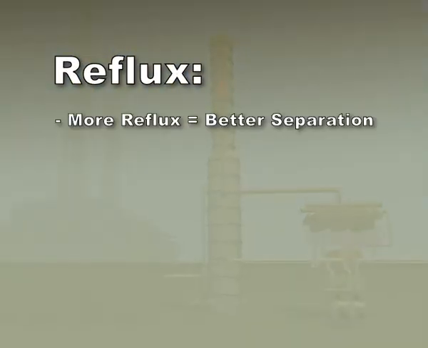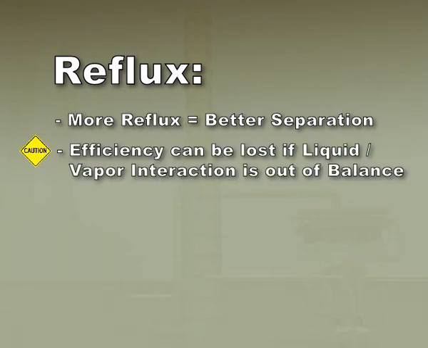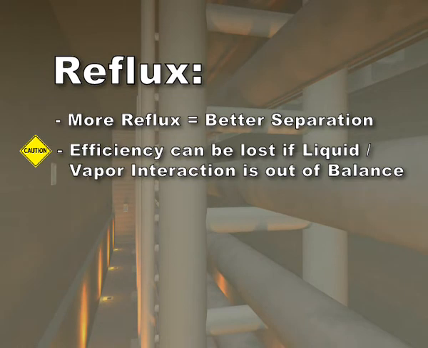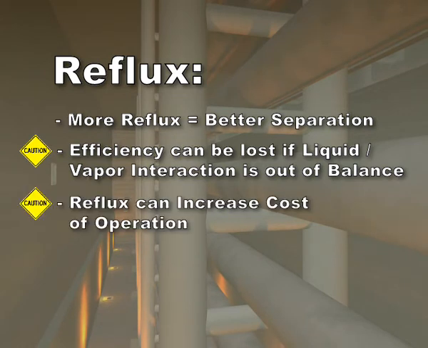In general, the more reflux provided, the better the separation of lower boiling materials from higher boiling materials. However, the amount of reflux that can be used is limited. The process of separation is driven by the liquid-vapor interaction, and if this is out of balance, efficiency can be lost. Further, since reflux introduces liquid that has been allowed to cool down, the reboiler needs to work harder to compensate. In other words, increasing reflux can increase costs of operation.